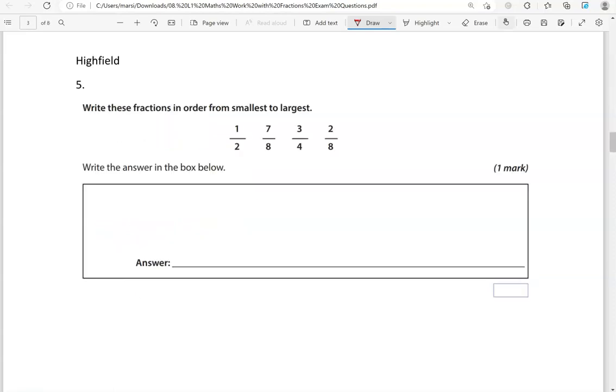Write these fractions in order from smallest to largest. Write the answer in the box below. So we've got half, 7/8, 3/4, 2/8. So half is the first one. Then we have 7/8, which is over a half, which is larger than a half. And also 3/4 is larger than a half, whereas 2/8 is smaller than a half. 4/8 would have been a half, so this is smaller than a half. So this is the smallest of them all. So 2/8. Then to come half.